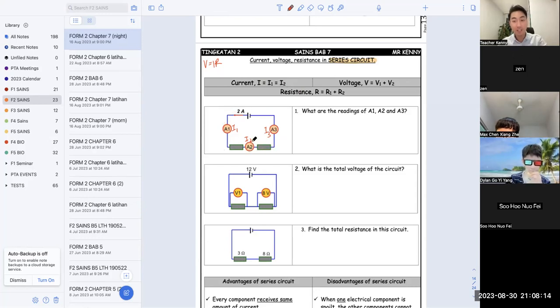Understand? So according to here, what are the readings of A1, A2, and A3? Remember, A is your ammeter, yeah? So what's the reading of the ammeter? It is all the same. So the reading of ammeter A1 is 2 ampere. Agree? A2 is also 2 ampere. A3 is also 2 ampere. That is the reading based on this series circuit measurement.